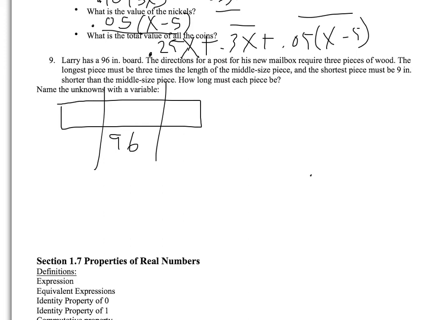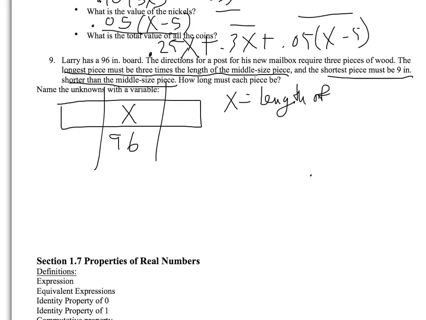Now notice once again, the longest piece must be 3 times the length of the middle piece. We're measuring in terms of the middle. The shortest piece is 9 inches shorter than the middle piece. We're doing the middle piece again. So this isn't drawn to scale, but let's say that's x and it's the middle piece. So let x equal length of middle piece.